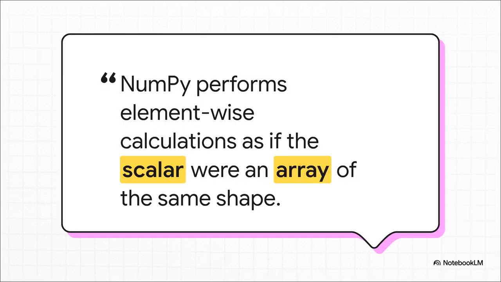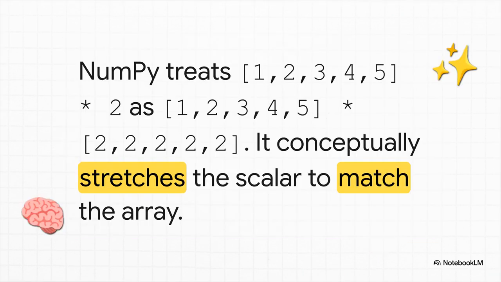The official explanation says that when you have an operation between an array and a single value, which is called a scalar, NumPy cleverly acts as if that single value were a full-sized array of the same shape. And this slide right here, this is the aha moment. This is what it looks like in your head.